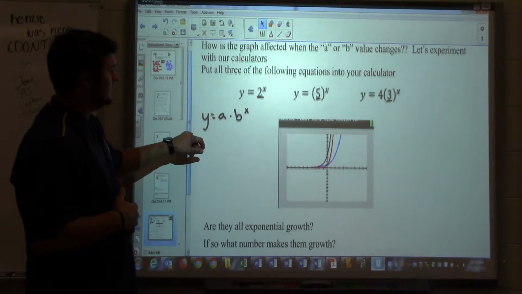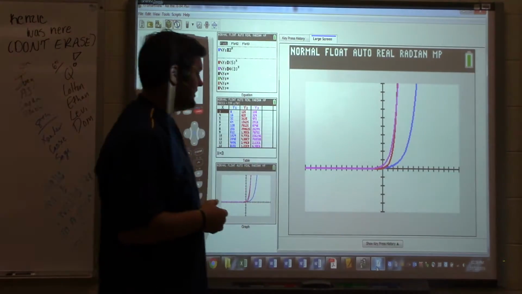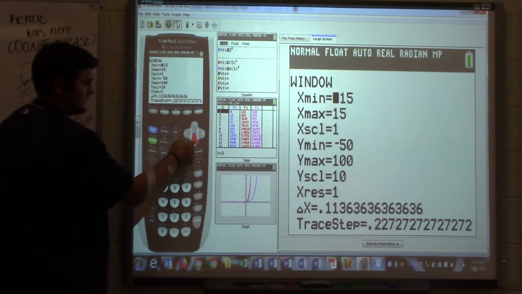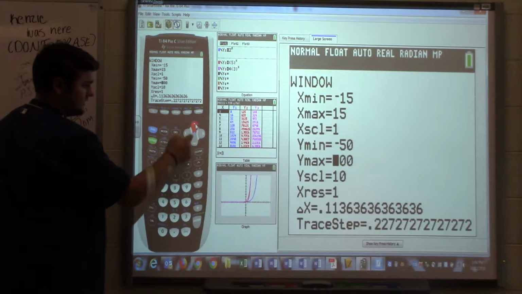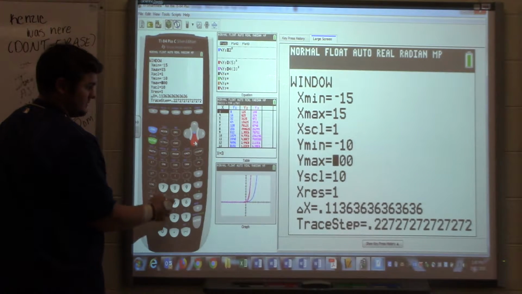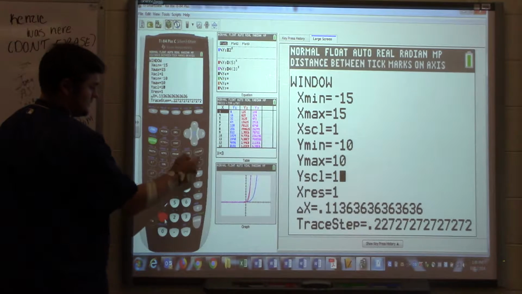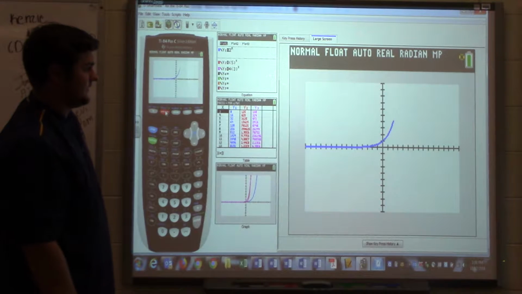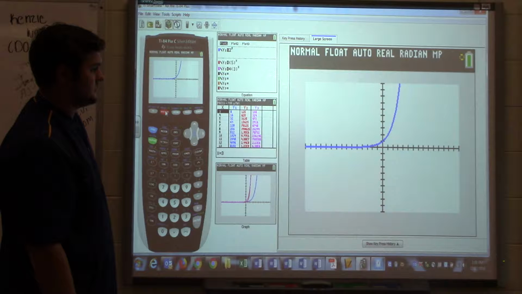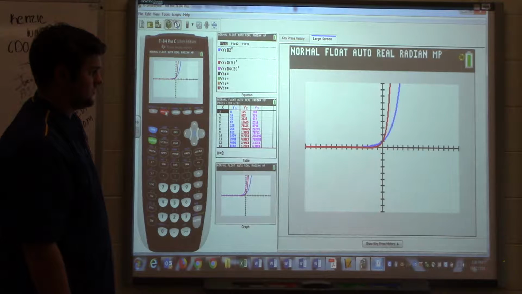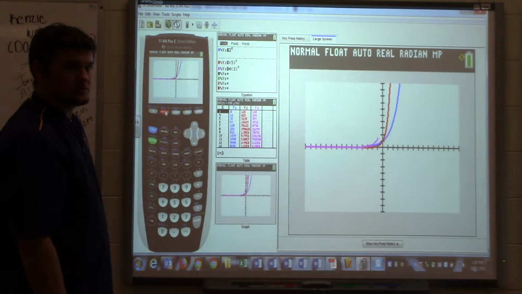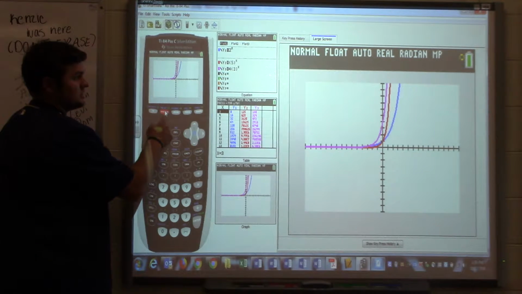Now, let's go back here again. Let's zoom in on that x-axis once. So let's go like y value of -10 to 10. That's still not good enough.